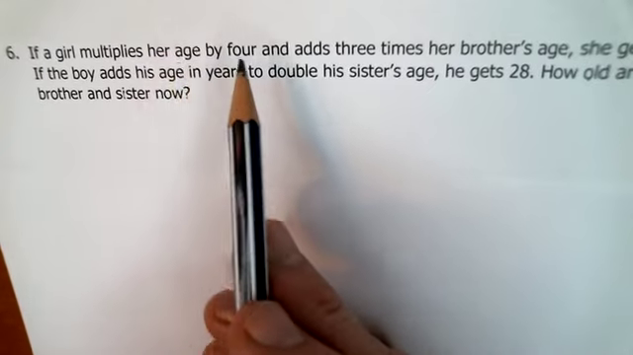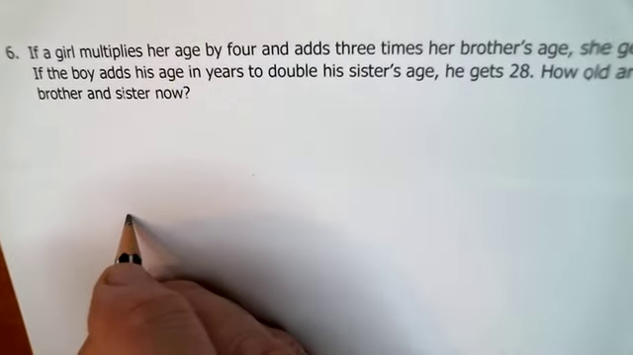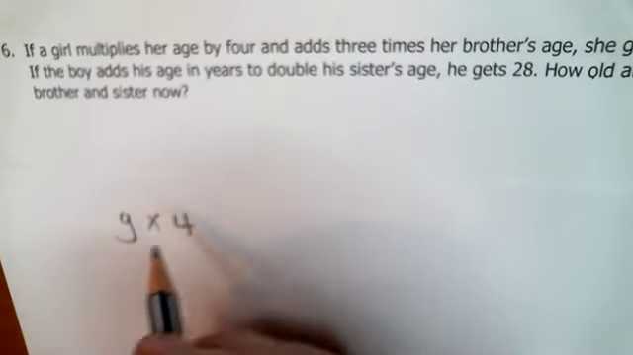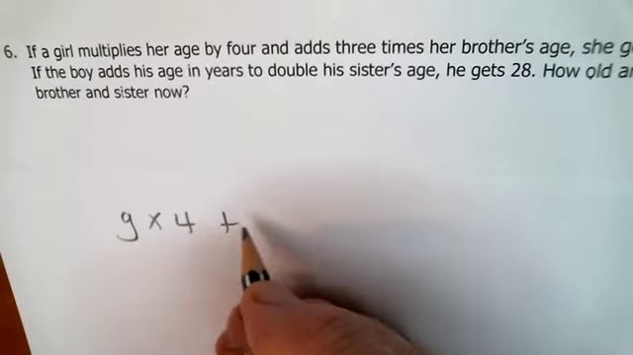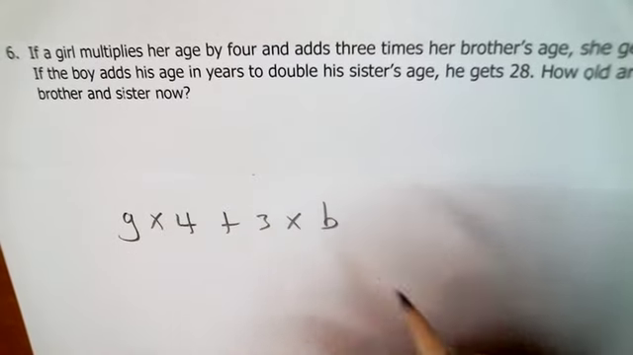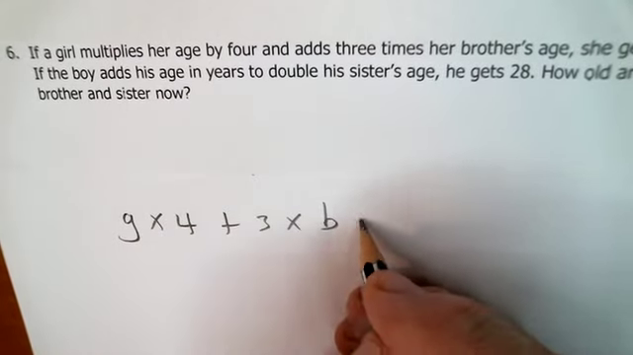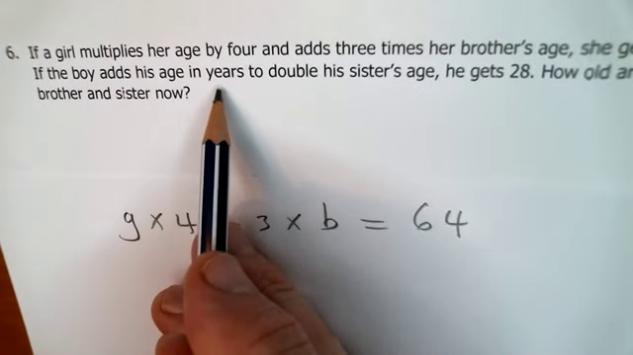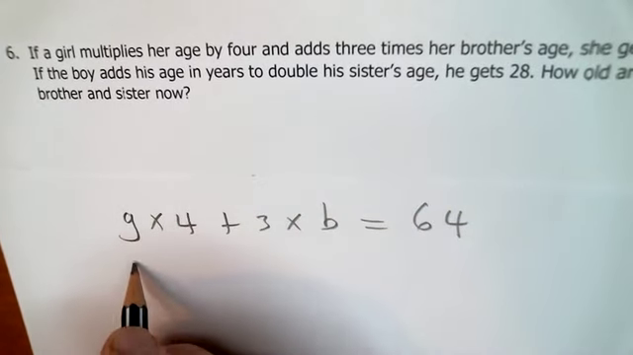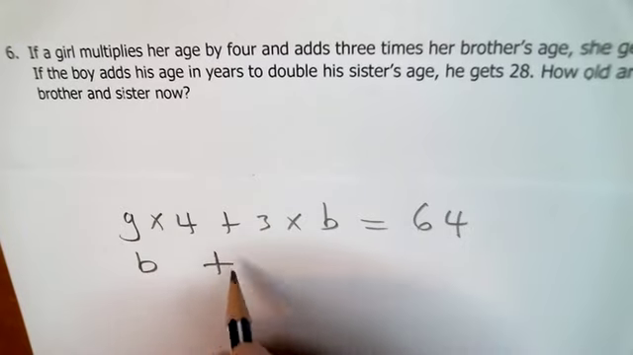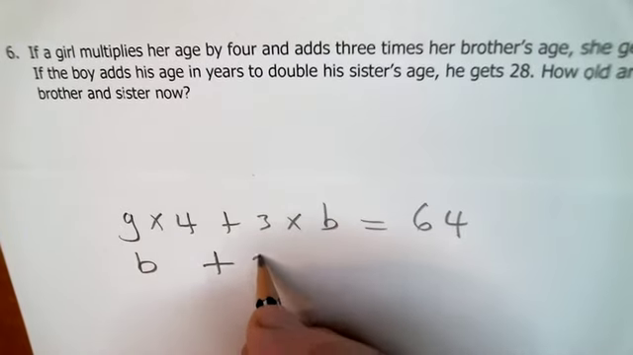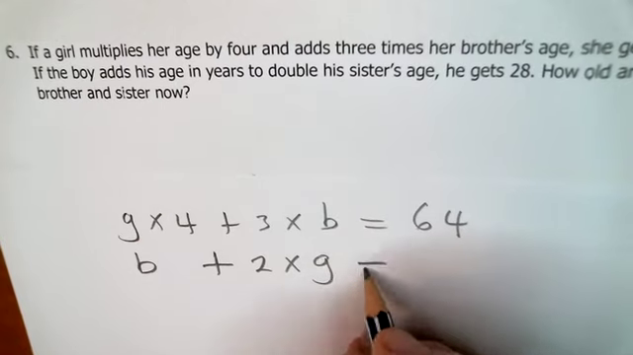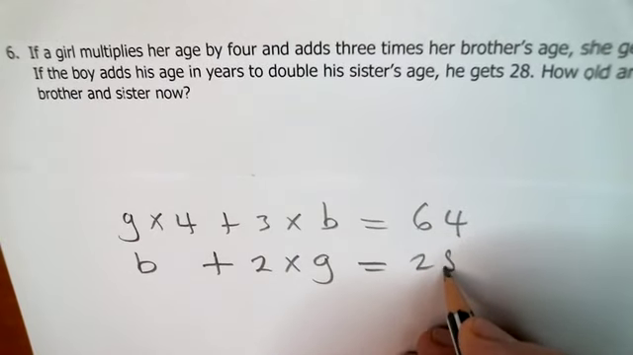So if a girl multiplies her age by 4, here we have girl times 4, and adds 3 times her brother's age, 3 times a brother's age, she gets 64. If a boy adds his age in years to double his sister's age, double G, is 28.